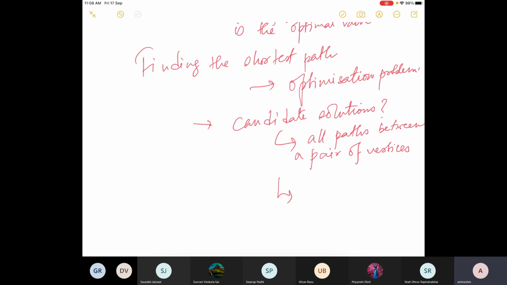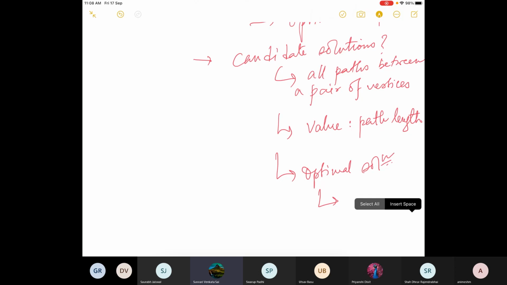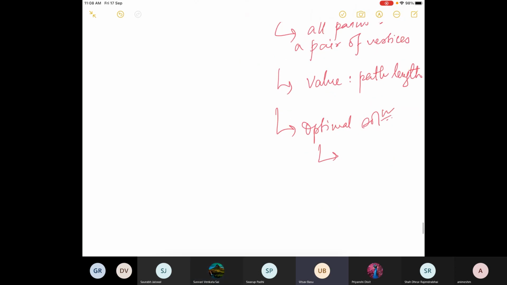What is the value? Sir, sum of weights of each. That is the path length, right? The path length. And then what is the optimal solution? The path with the smallest, or minimum, value, which in this case is the path length.